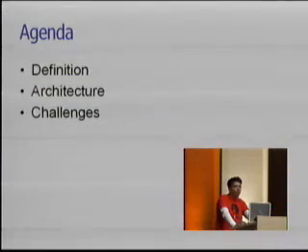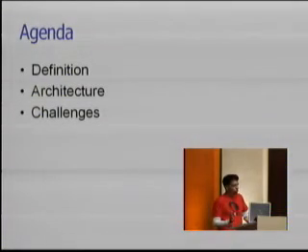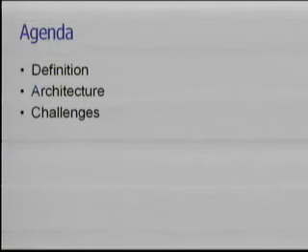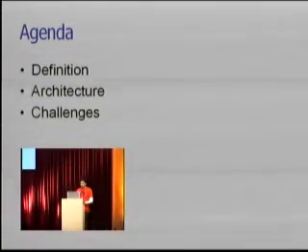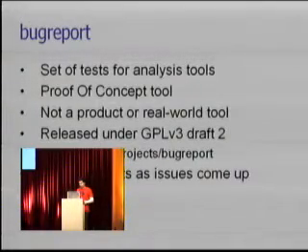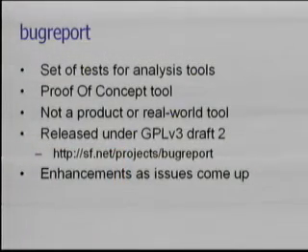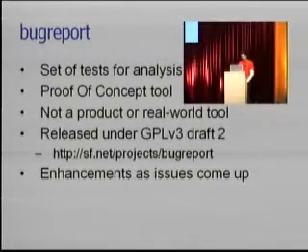So I'm going to talk a little bit about some of our definitions, what the architecture is, and some of the challenges and problems that come about doing this type of work. The project is called Bug Report. It's on SourceForge right now. It's by no means a product or a real-world tool yet. It's just proof of concept code. We keep on working on enhancements as issues come up.